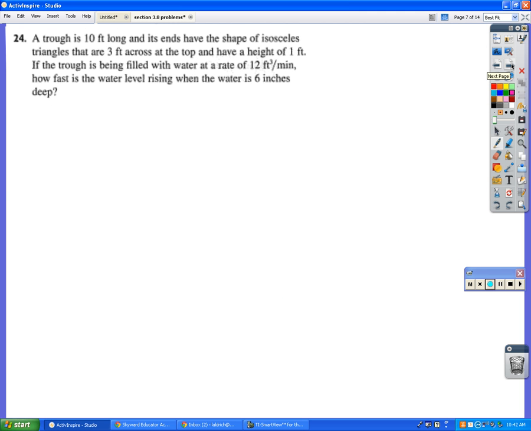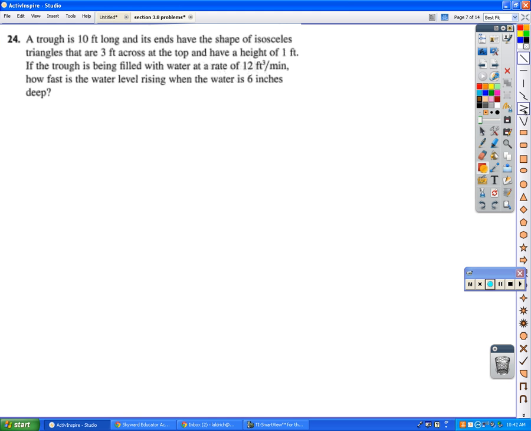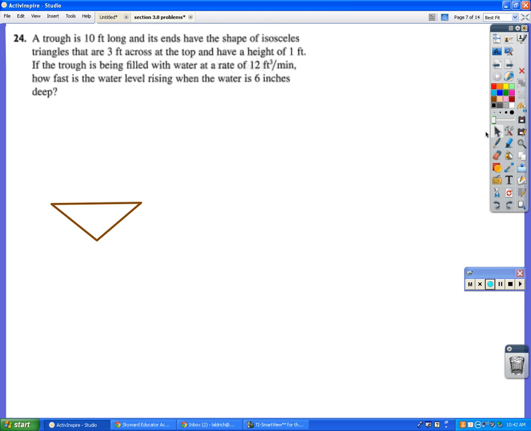As far as we got, how would you guys do, like 3 of them? I did 1, 2, 3, 4 by myself. All right, number 24, a trough is 10 feet long and its ends have the shape of isosceles triangles that are 3 feet across at the top and have a height of 1 foot. I tried to do this one, but I kept getting confused. So 3 feet across and a height of 1 foot, I drew my picture.